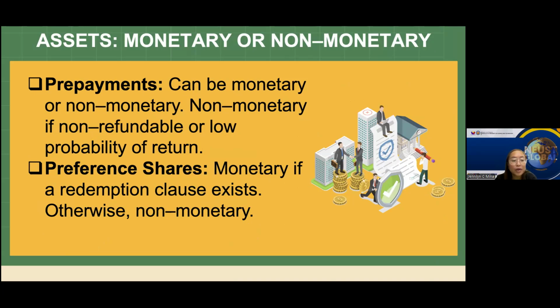For example, a business owner pays 50,000 pesos in advance rent for a small office space in Manila. If the contract states that the payment is non-refundable, the business cannot get the money back, making it a non-monetary asset.